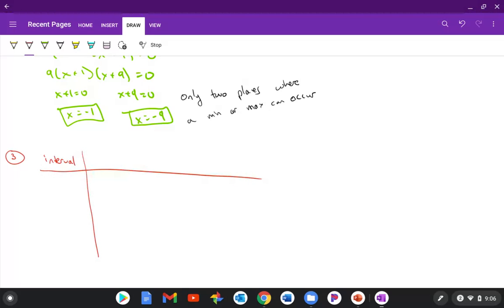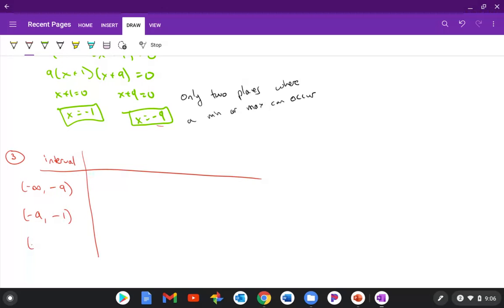Our intervals are always going to start with -infinity, and they're going to go up to our first critical number, meaning sort of our lowest critical number. If we're to look from -infinity to +infinity, the first place would be here at -9. So we're going to -infinity to -9, parentheses on both because we're not including -9. Then we're going to start with -9 up to our next critical number, which is -1.